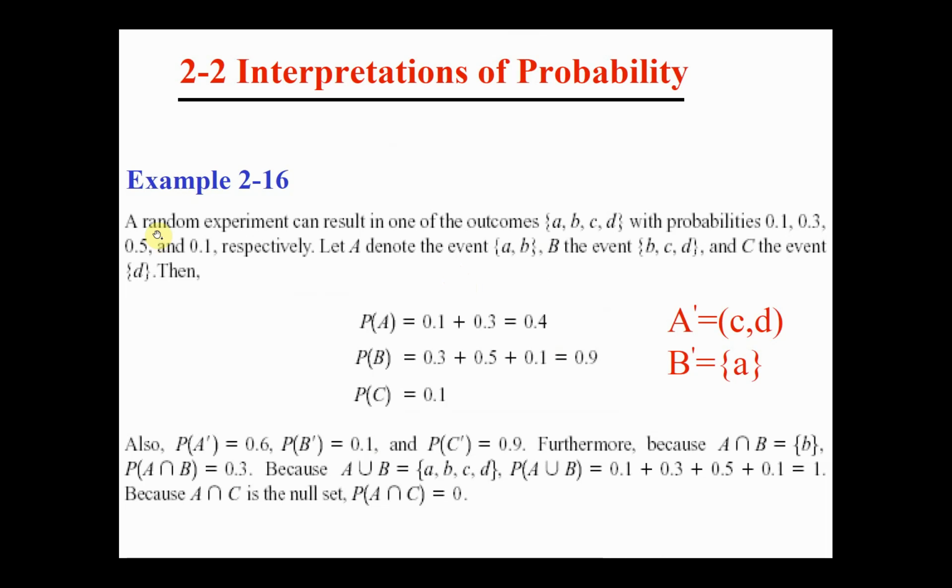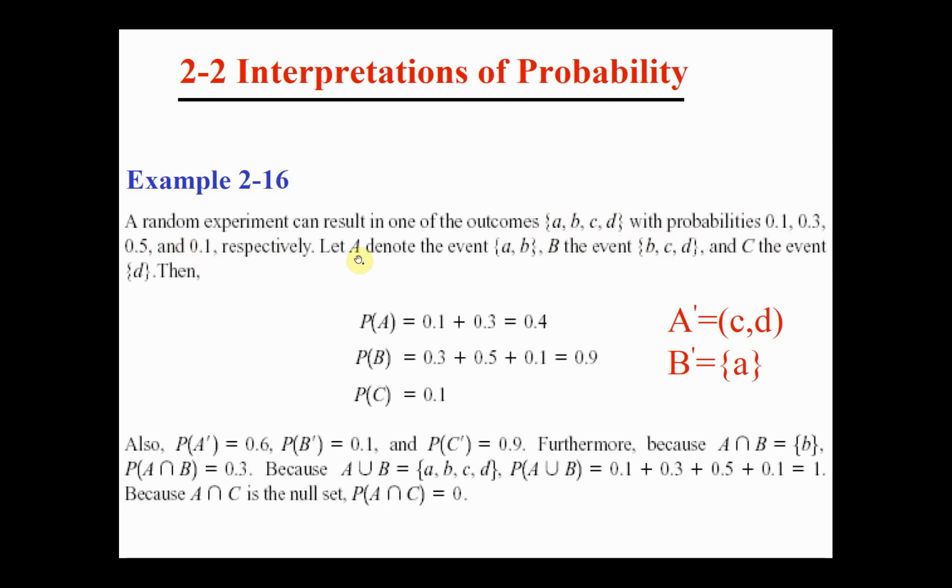In this example, we say a random experiment can result in one of the outcomes a, b, c, d. Regardless of the meaning of this random experiment, if you do the experiment, one of these outcomes will happen. It's also given in the question that these outcomes occur with probabilities 0.1, 0.3, 0.5, and 0.1 respectively. So the probability for outcome a is 0.1, the probability for outcome b is 0.3, and so on. The probability for outcome d is 0.1.